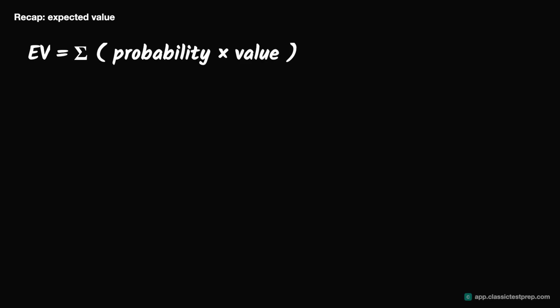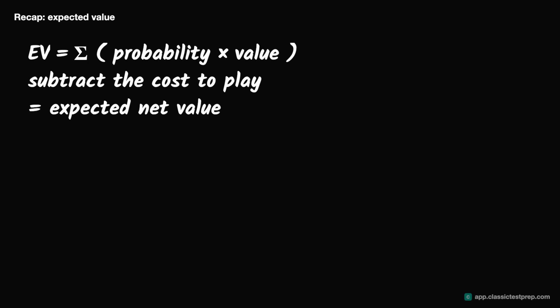Quick recap, because this is a new concept for most people. Expected value is kind of like a weighted average. You take the probability that an event happens times the value of that event. Then you sum them all together. So you multiply each outcome by the probability that it happens and add them together, just like we did with all those examples of the coins and the die.